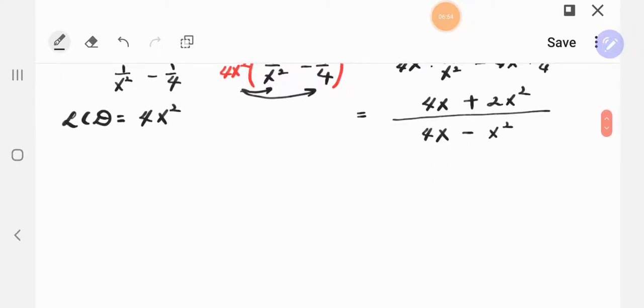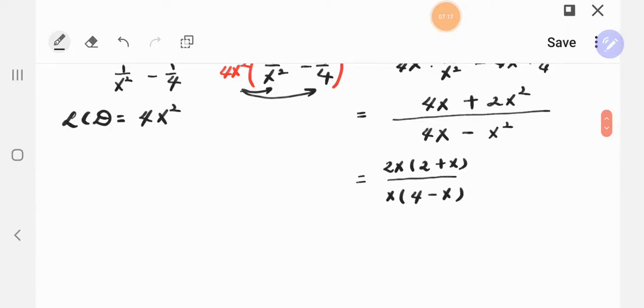Then we can factor the numerator. Factor out 2x, then 2 plus x. The bottom, factor out x, then 4 minus x.